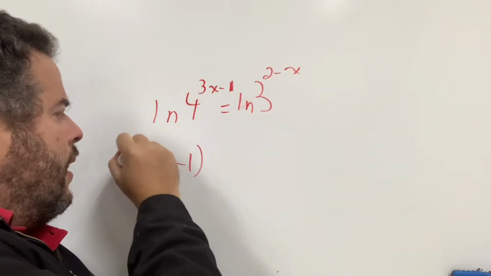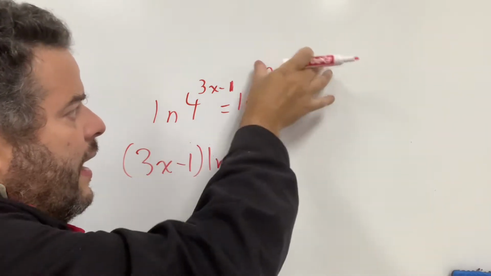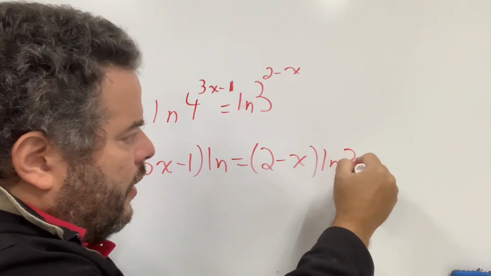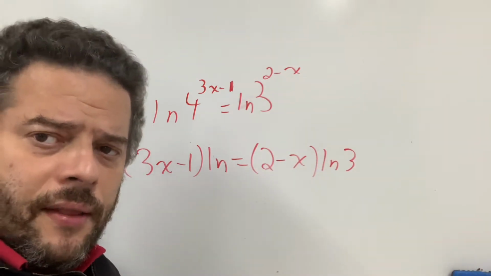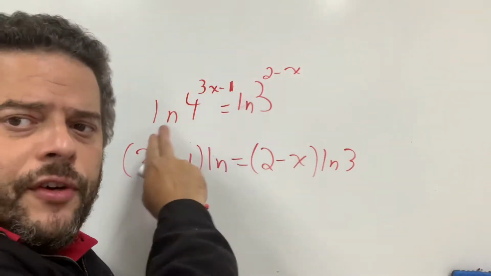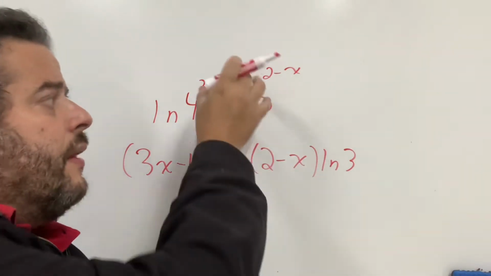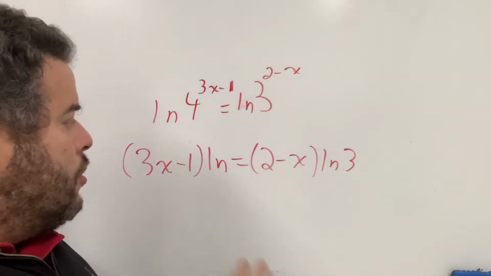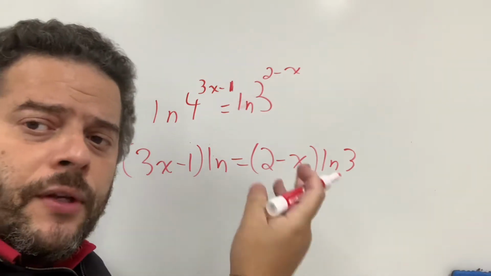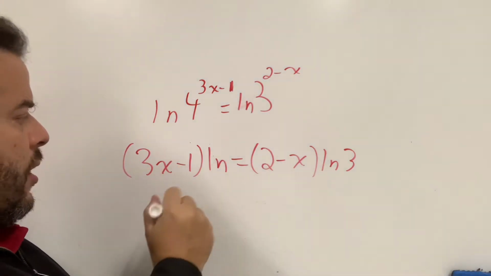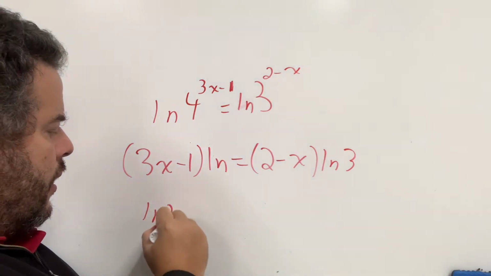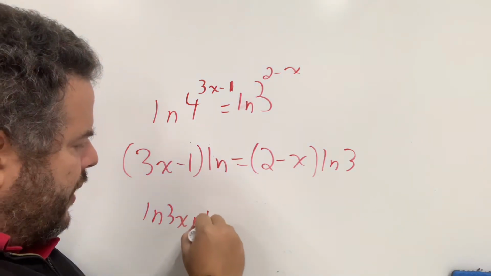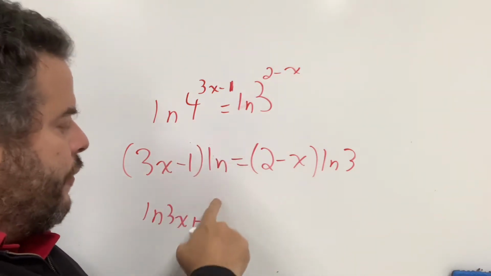3x minus 1. I'm going to put a parenthesis there. And this comes up front. 2 minus x natural log 3. So all I did in this step was two steps. First, multiply both sides by natural log, then the exponents came up front following the normal rules of the logs. Now, note that these are multiplications, so I'm going to do the distributive property. So this becomes natural log 3x minus, plus natural log 4, I forgot the 4.